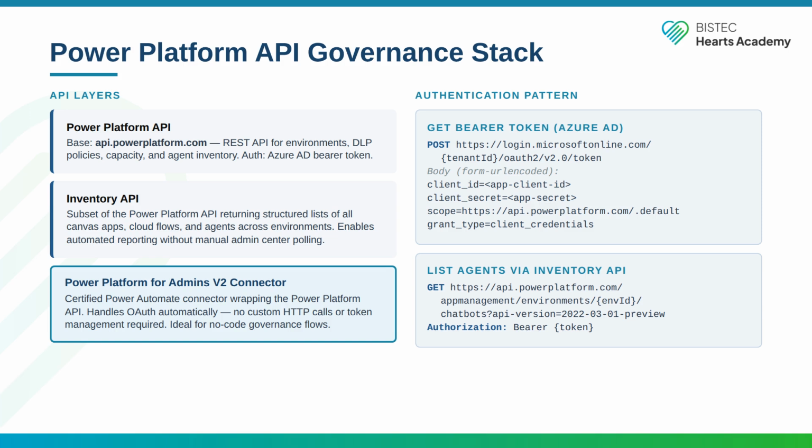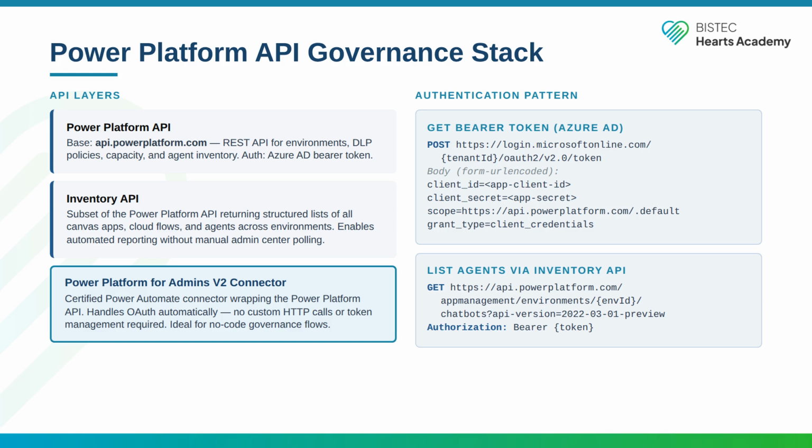The Power Platform for Admins V2 connector is a certified Power Automate connector that wraps the Power Platform API. The connector handles OAuth token acquisition and refresh automatically. There are no custom HTTP calls to write, and no token expiry logic to manage. For governance flows built in Power Automate, the V2 connector is the correct starting point. Use custom HTTP calls to the base API only when you need fine-grained control that the connector does not expose, or when integrating with a CI/CD pipeline outside Power Automate.